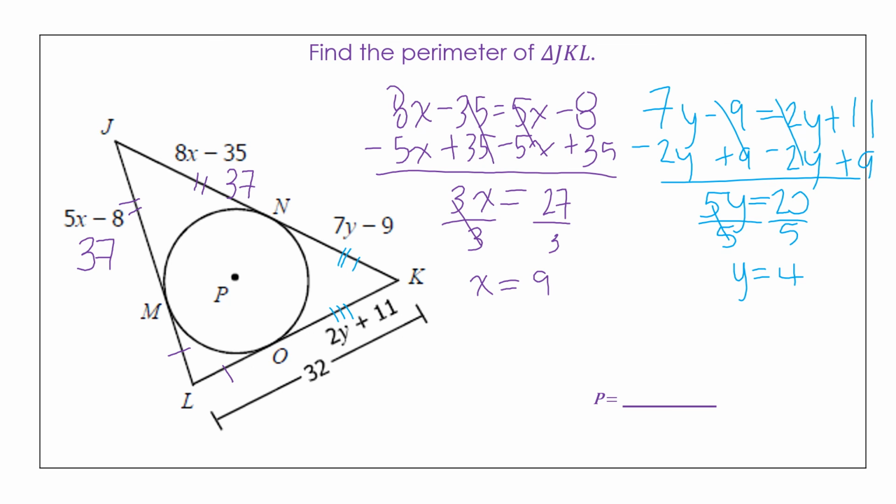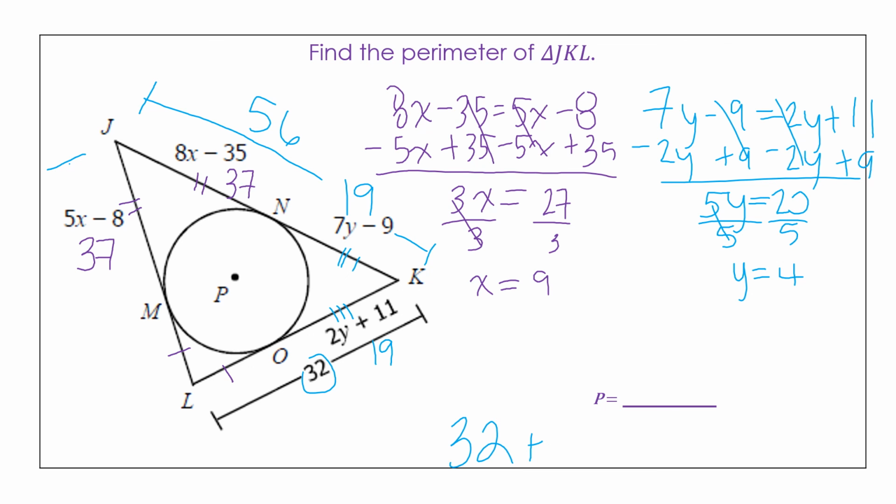So 7 times 4 is 28, and 28 minus 9 is 19. 2 times 4 is 8. 8 plus 11 is 19. So now if we're looking, we have the full length of LK, which is 32. That was given to us right there. The full length of JK will be 37 plus 19, which would be 56, but I don't have the full length of JL yet because I don't know ML.